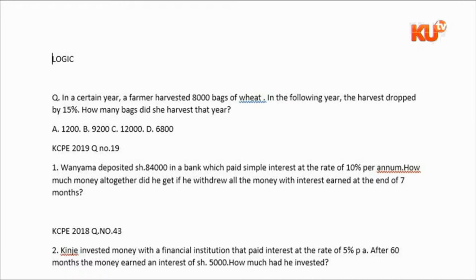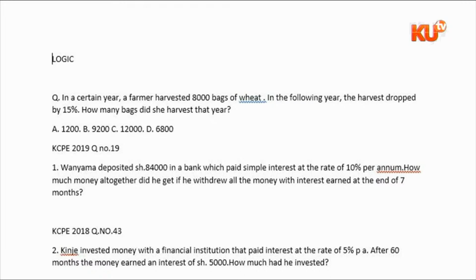Kinja invested money with a financial institution that paid interest at the rate of 5% per annum. After 60 months, the money earned an interest of 5,000. How much had he invested? Again, the question gives time, not in years, but in months. Let's look at the question.